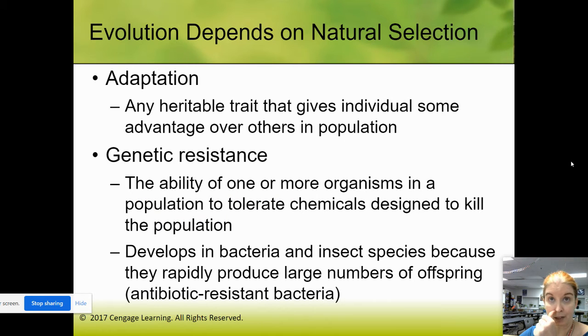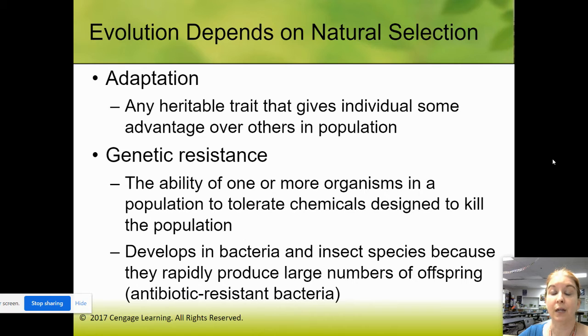So, adaptation. This is any heritable trait that gives an individual some advantage over others in a population. So once again, if I'm a giraffe with a slightly longer neck, then I can reach the leaves on the trees better, and that is going to allow me to survive over those who can't reach. Genetic resistance is another thing that happens with natural selection.